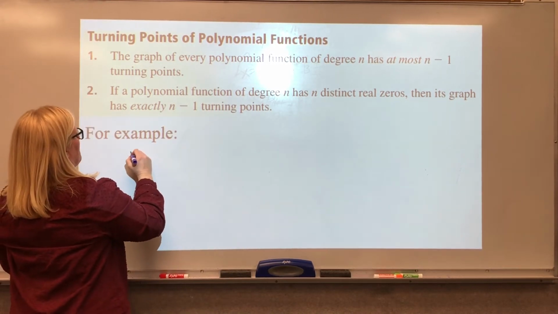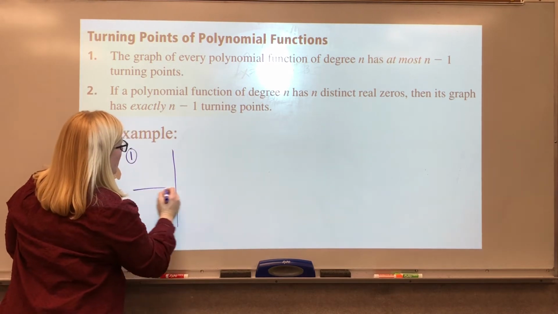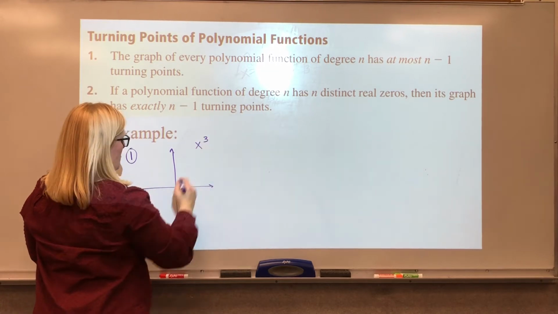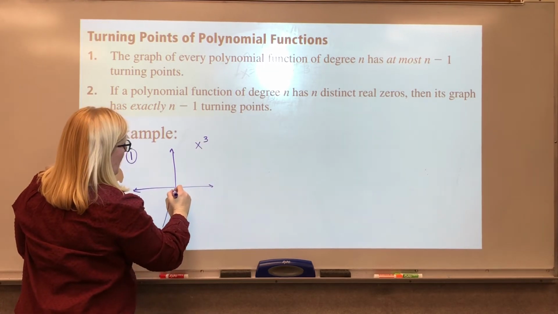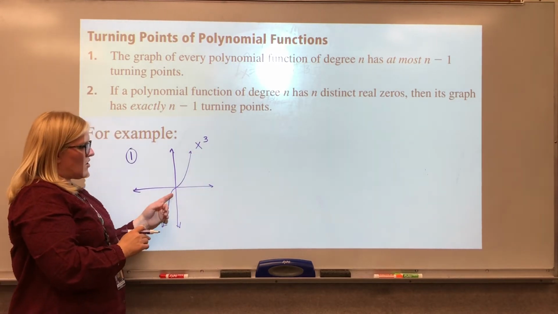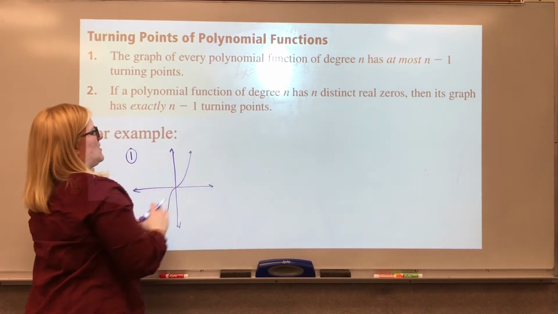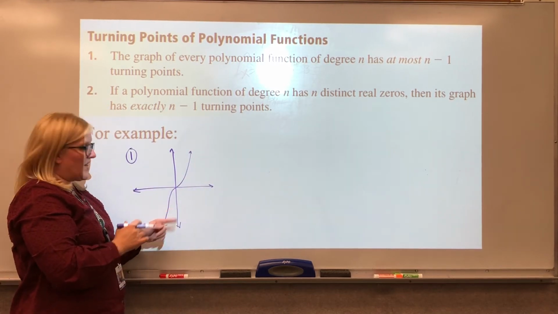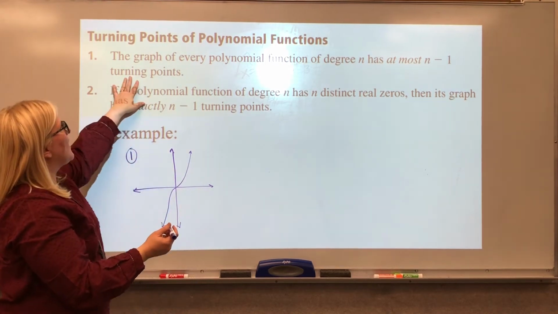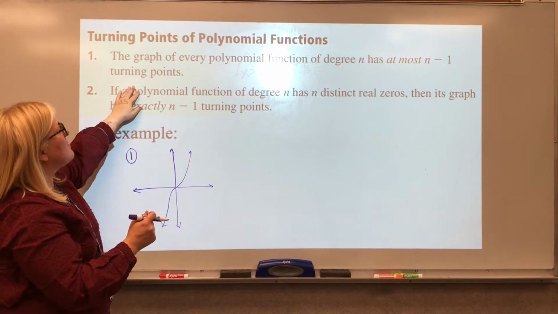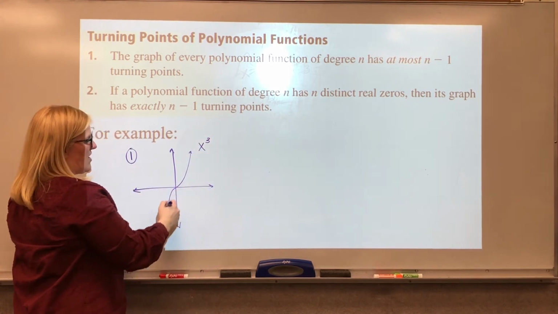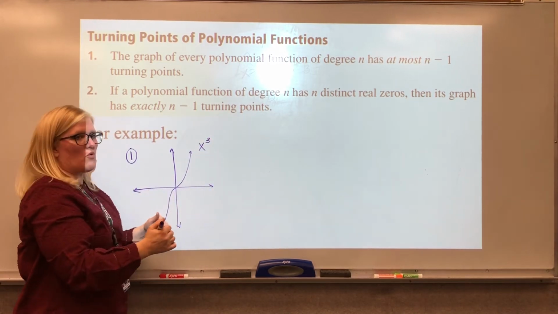So for example, I could have a polynomial, say x to the third. Remember, we've done this before, and it kind of goes like that. Well, maybe I shouldn't do x to the third. But there are some that look like this, and there really are no turning points. So for number 1, it says it has at most n minus 1 turning points. So this is a function, say x to the third power, and there's no turning points.